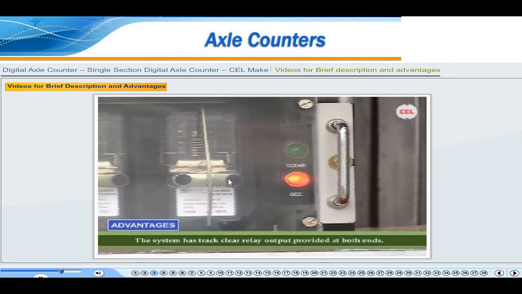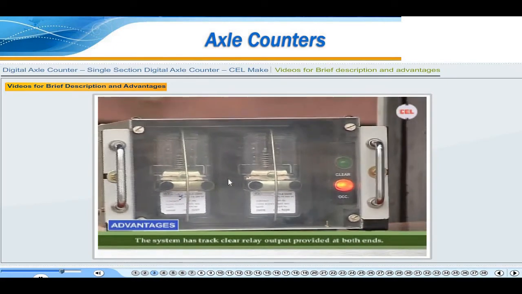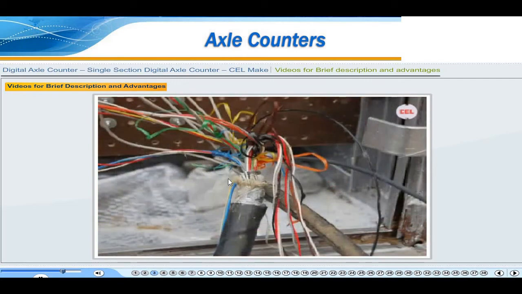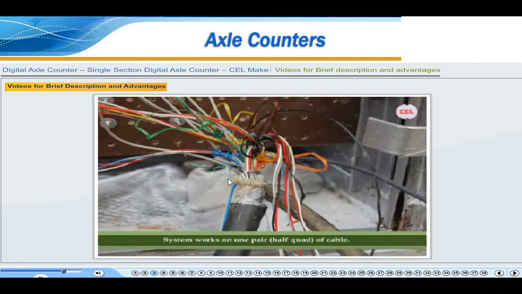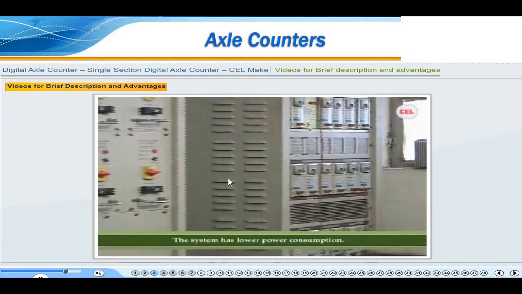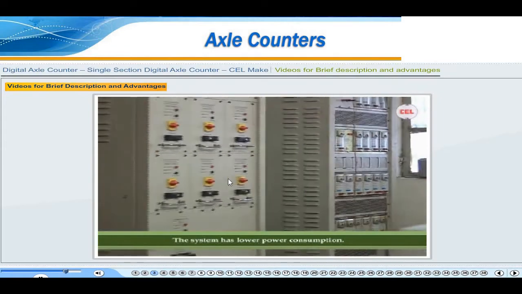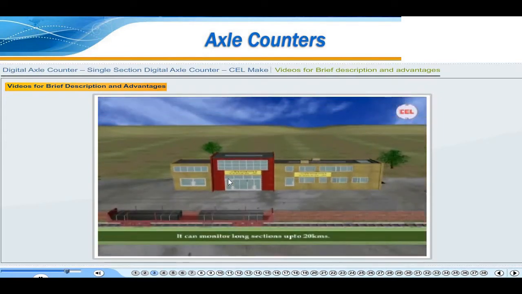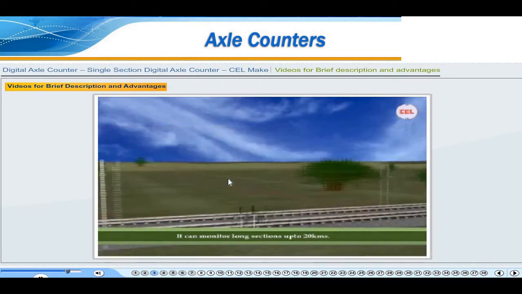4. The system has track clear relay output provided at both ends. 5. System works on one pair, that is half quad, of cable. 6. The system has lower power consumption. And 7. It can monitor long sections up to 20 kilometers.